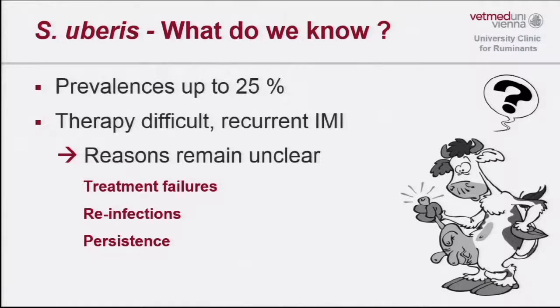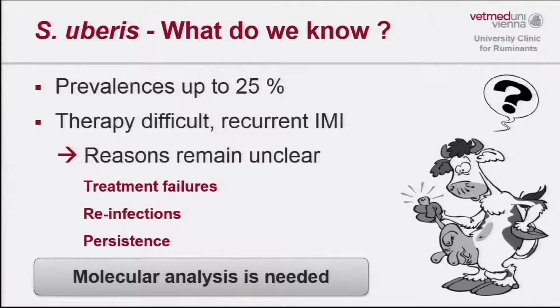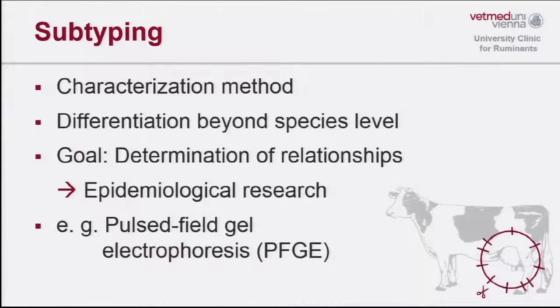This can be explained by treatment failures, of course, but we cannot exclude mastitis due to reinfection or due to persistent strains. To get a further insight in these aspects of Strep uberis mastitis, molecular analysis is needed. In epidemiological research, subtyping is a common way of analysis for differentiation beyond species level. This means you can characterize your Strep uberis strain more exactly. For example, this mastitis is caused by Strep uberis subtype number 2.